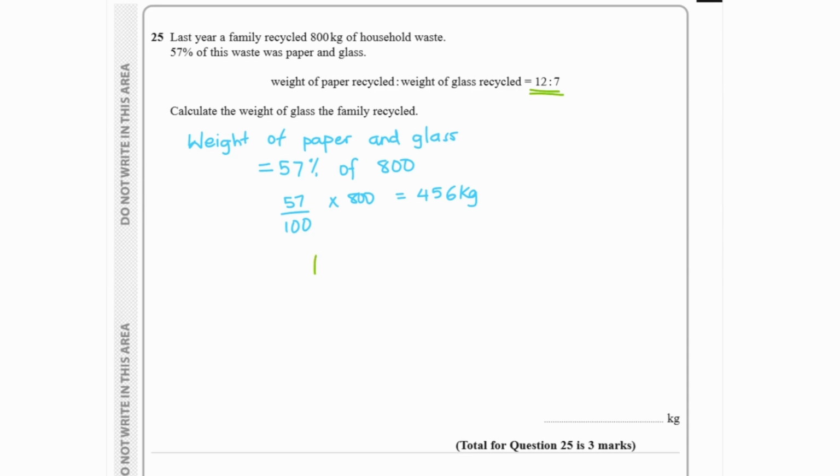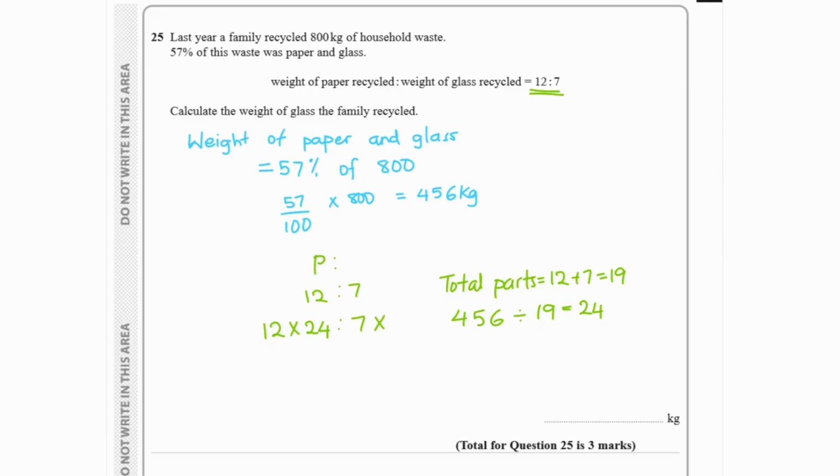So out of the 456 kilograms, 12 parts of this was the paper and 7 parts of this was the glass. If we write this as a ratio of the weight of the paper and the glass, we can see that 12 parts was paper, 7 parts was glass, which means that the total number of parts is 12 plus 7, which is 19. If we divide the 456 kilograms into 19 parts, that gives us 24, which means the paper was 12 parts, so we would have to do 12 times 24.